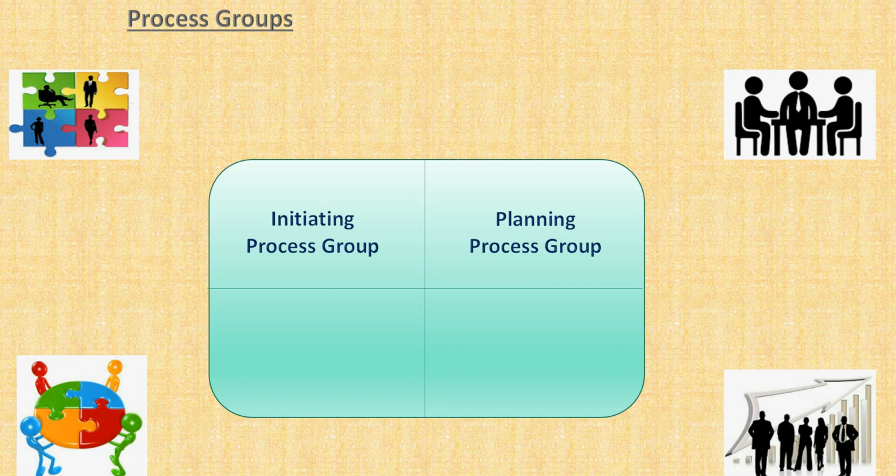Then comes our planning process group. Whatever processes are there as part of which you are going to plan things as a project manager. Suppose you are going to plan your cost management, your stakeholder management, say, your risk management. Like that, all the planning processes in project management are grouped under the planning process group.